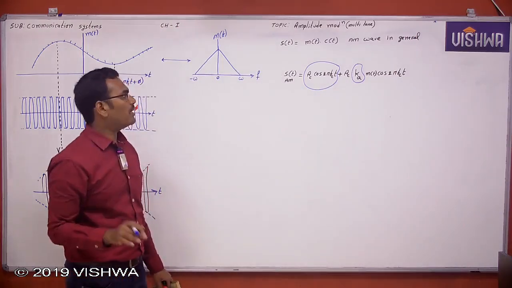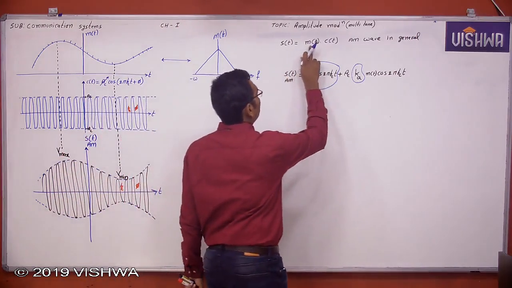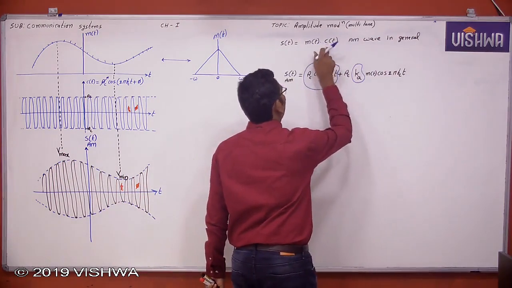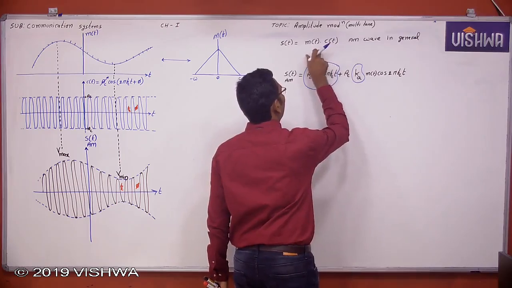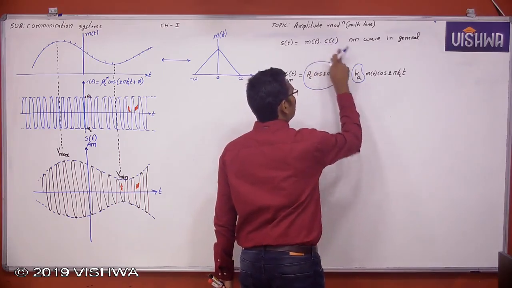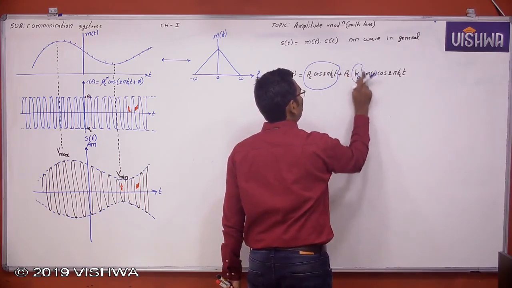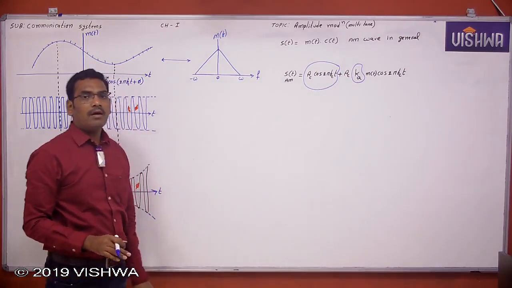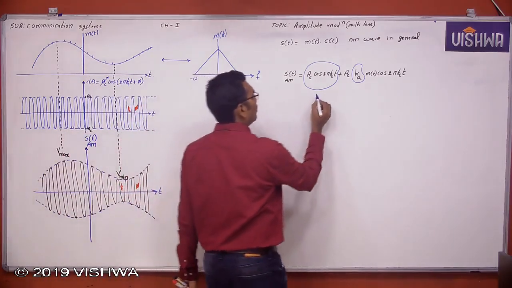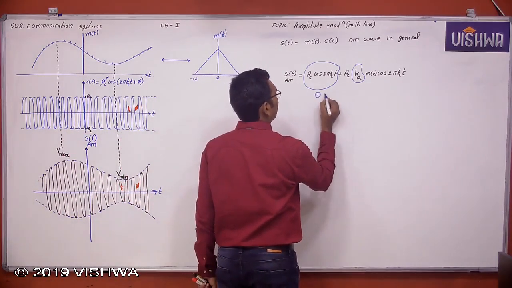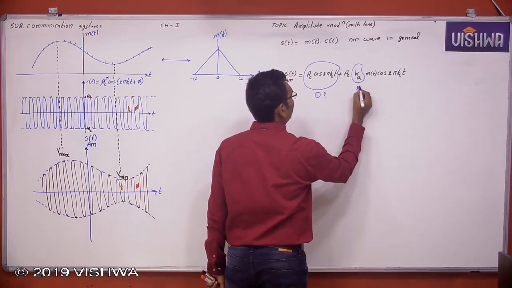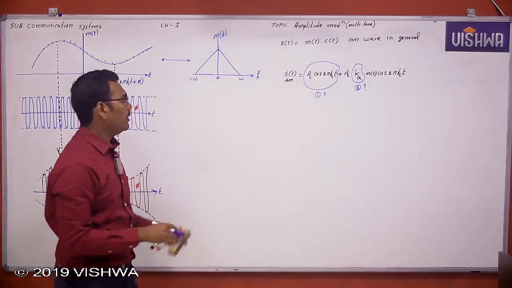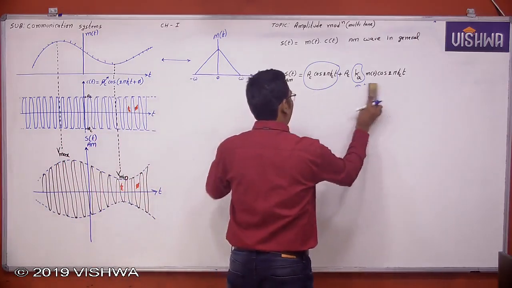But in general, what is an AM wave? In general, the AM wave is nothing but the message signal multiplied with the carrier. Only these two terms make the AM wave. But without this, you are taking this term as extra and this term as extra, and you are saying this is an AM wave. Now, how are these two terms coming? Why do you add this term? What is the reason behind adding these two terms? We will identify that.